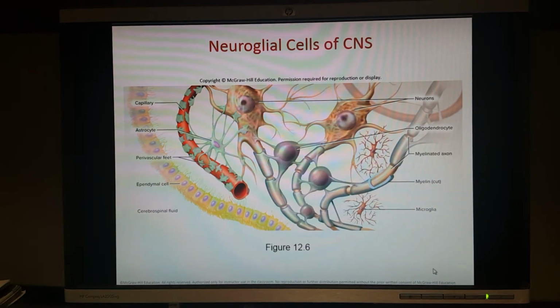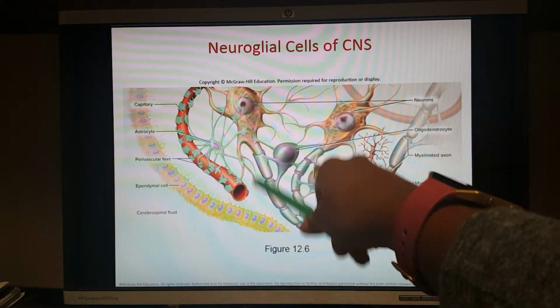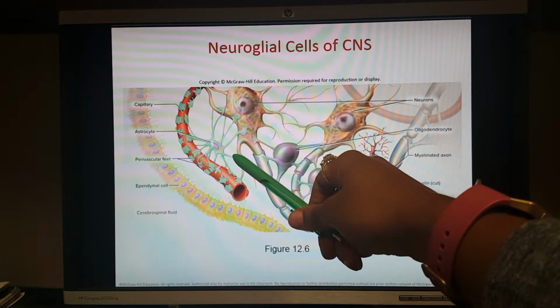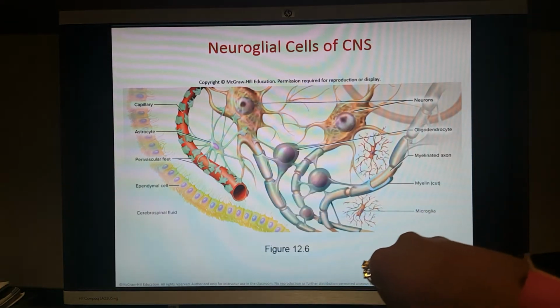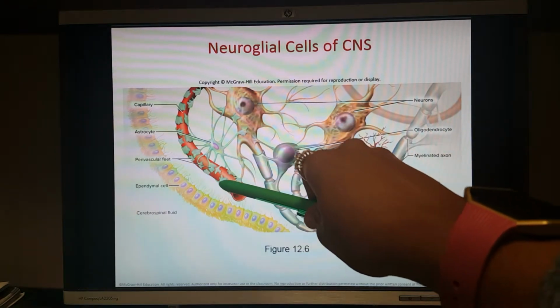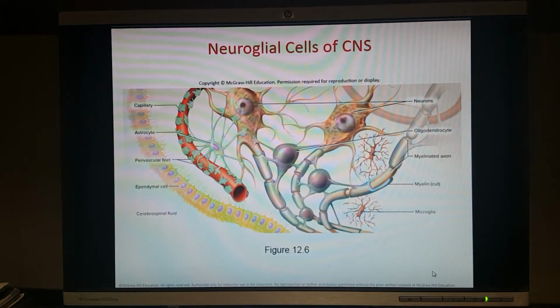So here is a picture looking at some of your neuroglial cells in your central nervous system. These big large cells are our regular tissue neurons. We have an astrocyte here, and these little green hand-looking things are the perivascular feet, wrapping around the capillary, helping to block stuff that is inside your blood from getting into your brain. Making sure that stuff like oxygen and water does get out.